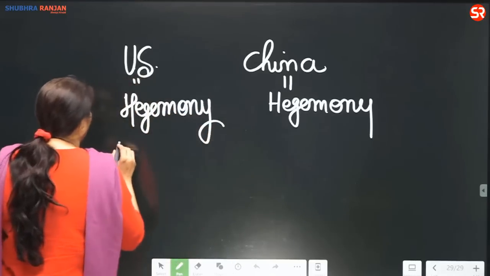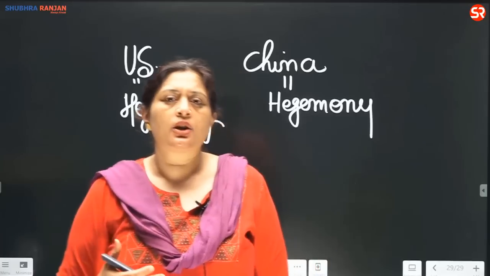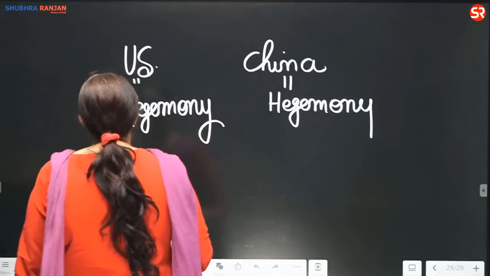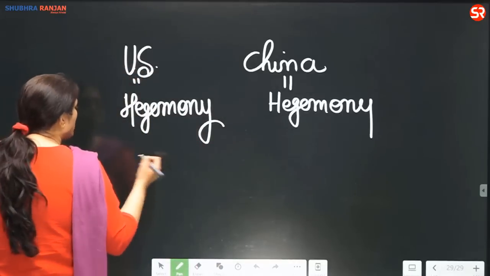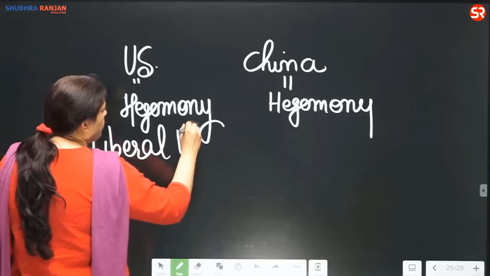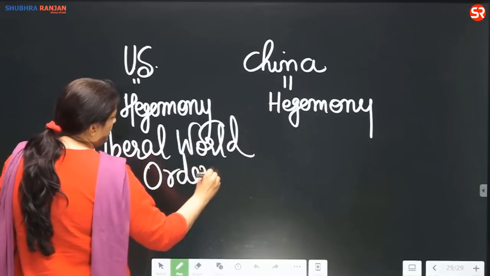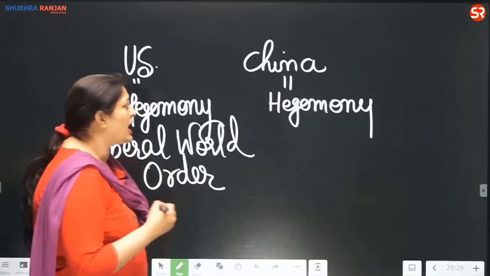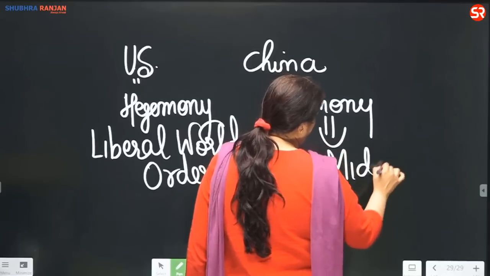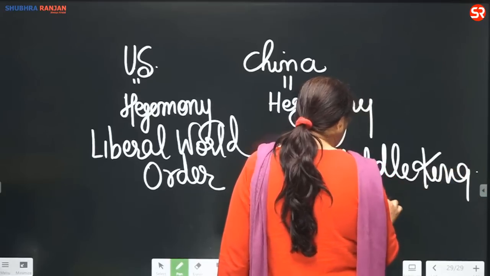Now, if you want to see concretely what is US hegemony or what is Chinese hegemony: US hegemony is worded in the language of the liberal world order, whereas China's hegemony is based on the concept of the Middle Kingdom complex.